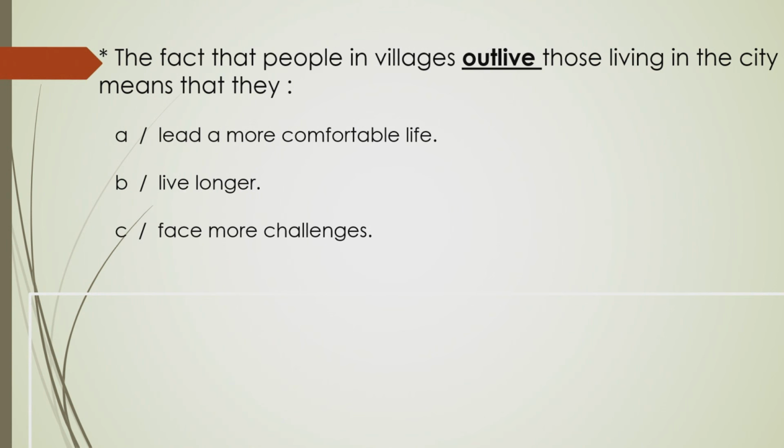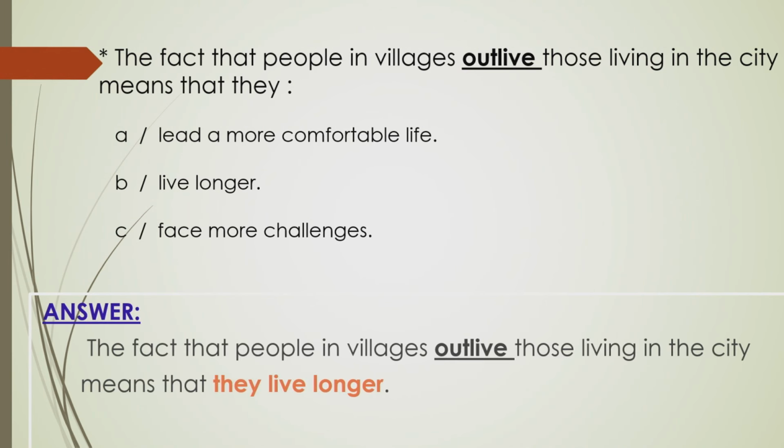Mind you, I have provided you here with three alternatives. A, to lead a more comfortable life. B, to live longer. Or C, to face more challenges. So if we focus again on the verb in the sentence, I don't think we'll have any other choice but this second alternative. So the fact that people in villages outlive those living in the city means that they live longer.